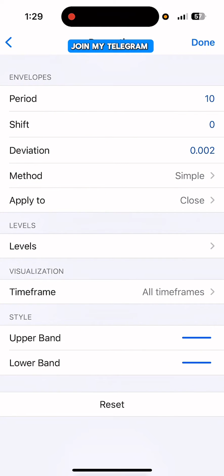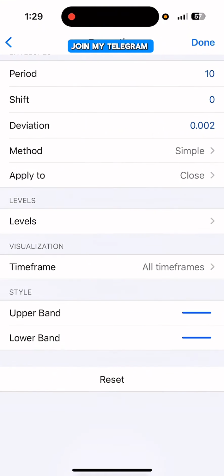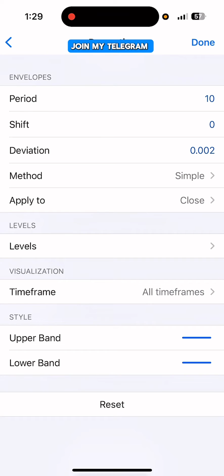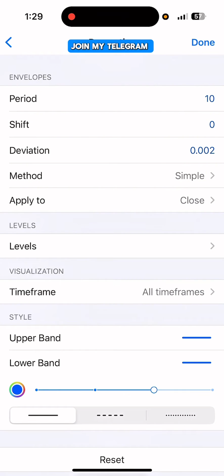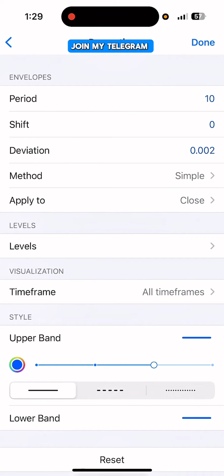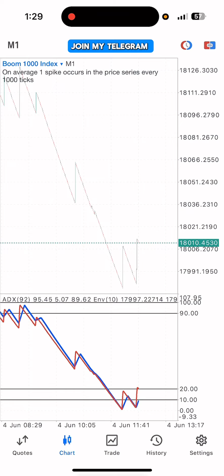Now you put in the Envelopes: period 10, shift 0, deviation 0.002. For method, you put simple, and apply to close. For the upper band, you put 3 pixels, color blue, and the lower band 3 pixels, color blue, with this first trend line for both of them. Then you don't add any levels, you just click on done.